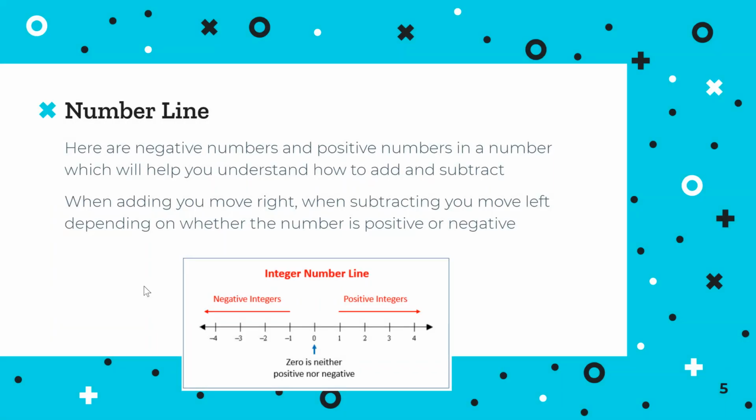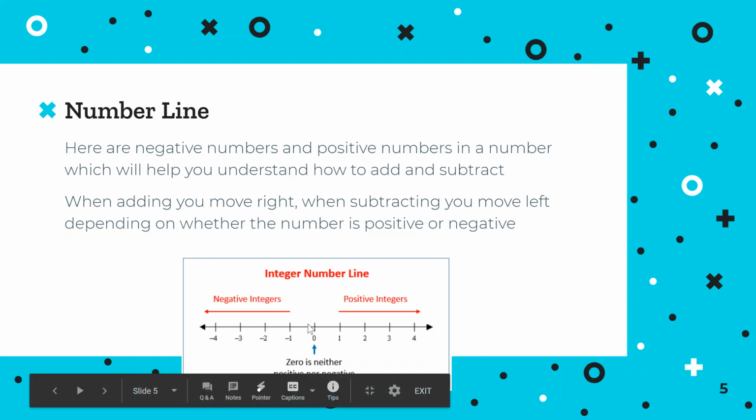Okay, so the first thing we're going to do is learn about the number line. Here are the negative numbers and positive numbers on a number line, and this will help us understand how to add and subtract. It starts at 0 right here, which is also considered an integer. Positive integers are to the right of 0 and negative integers are to the left of 0. For positive integers, it increases by 1 each time: 1, 2, 3, 4. And for negative integers, it will go down each time: negative 1, negative 2, negative 3, negative 4.